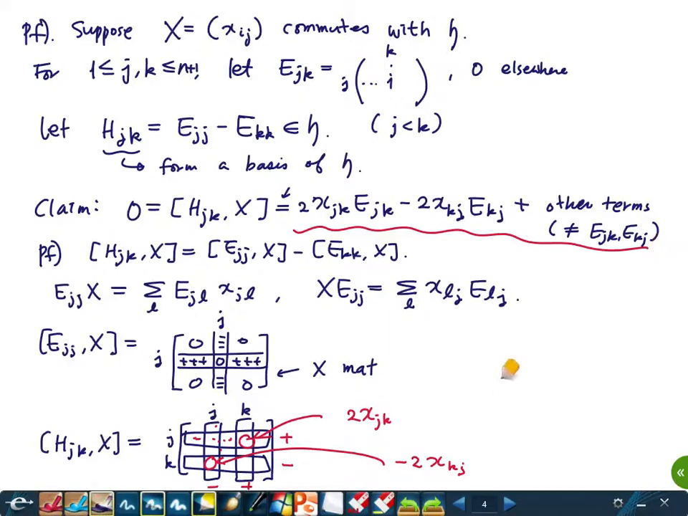So that's it. By the claim, we know that this has to be 0, this has to be 0, because they form a basis, and non-diagonal entries all vanish. So that's the proof of the claim, and that's the proof of the proposition too. So that's the end. X is diagonal. All right, so we proved that P is a maximal commutative subalgebra of K.